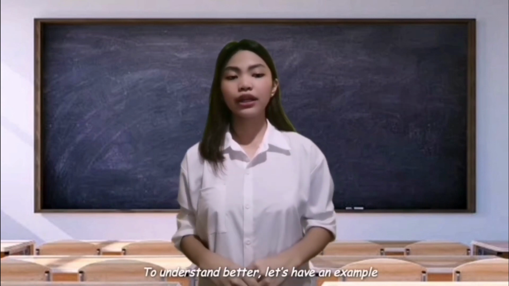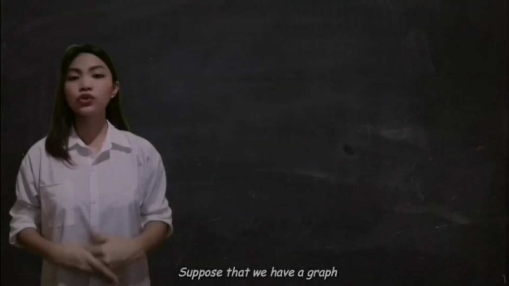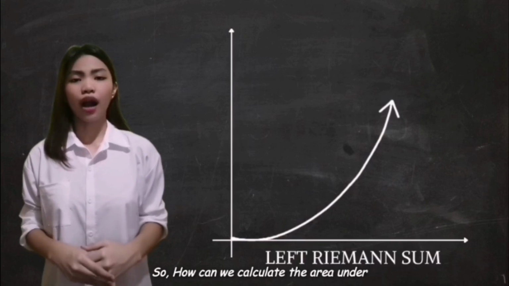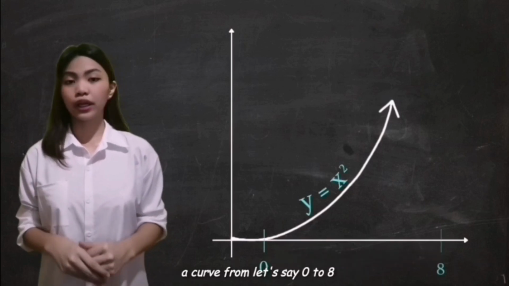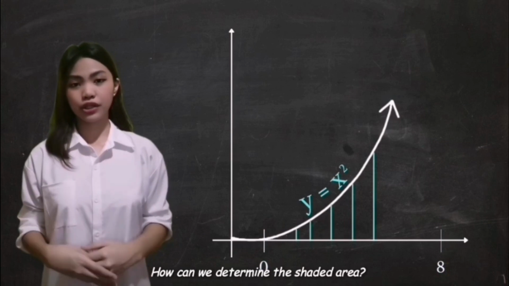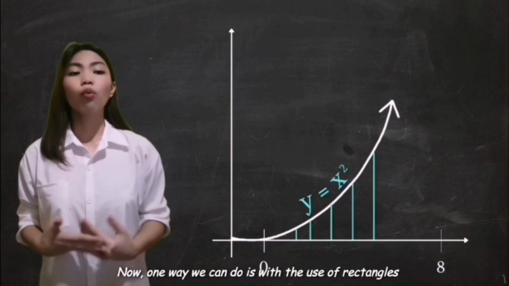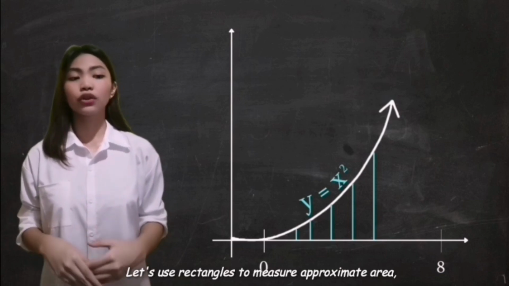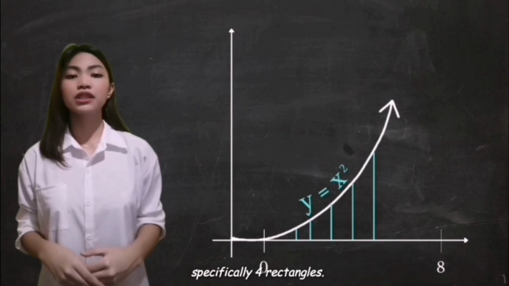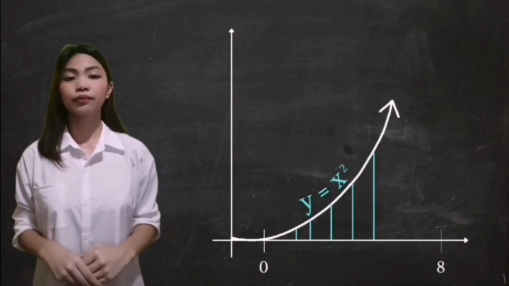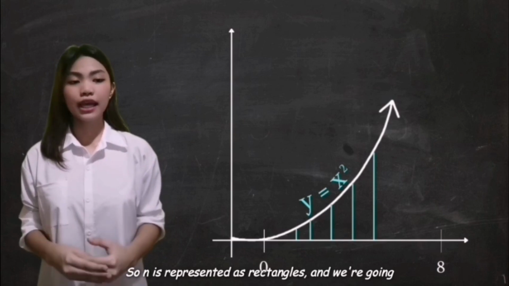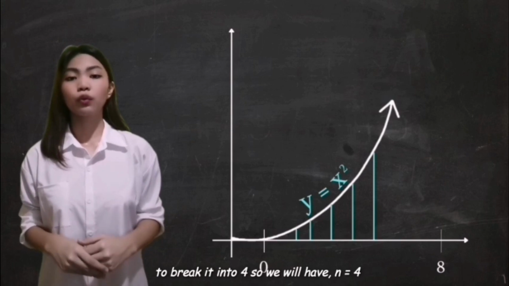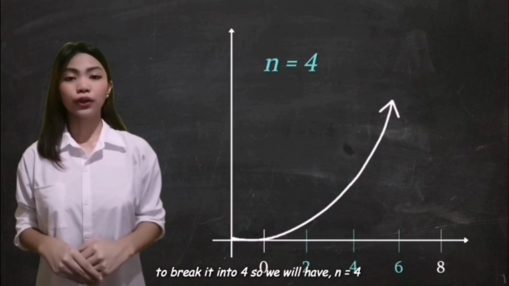To understand better, let's have an example. Suppose that we have a graph. So, how can we calculate the area under a curve from, let's say, 0 to 8? How can we determine the shaded area? Now, one way we can do it is with the use of rectangles. So let's use rectangles to measure the approximate area, and specifically 4 rectangles. So n is represented as rectangles, and we're going to break it into 4. So we will have n is equal to 4.